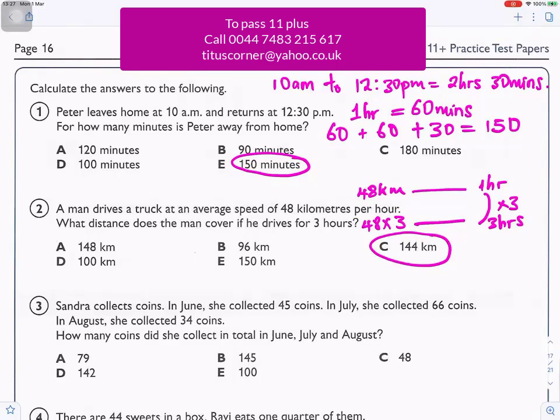I'll show you how you do 48 times 3. So you do 48 and you put 3 underneath. 3 times 8 is 24. 4 and carry 2. 3 times 4 is 12 plus 2 you carry is 14. So it's 144, which gives you 144 kilometers.